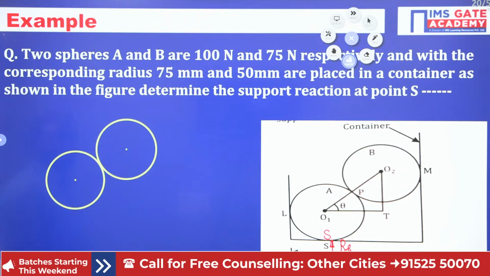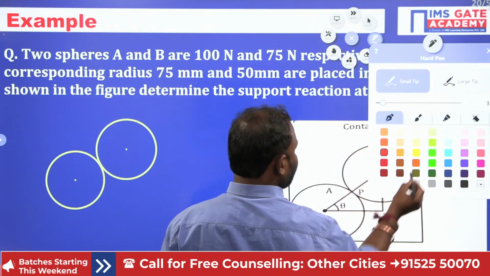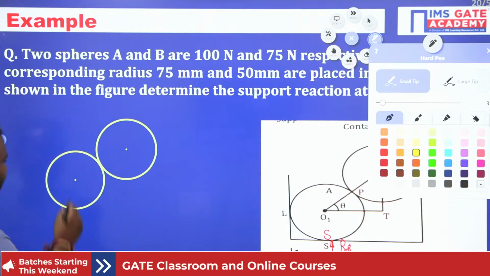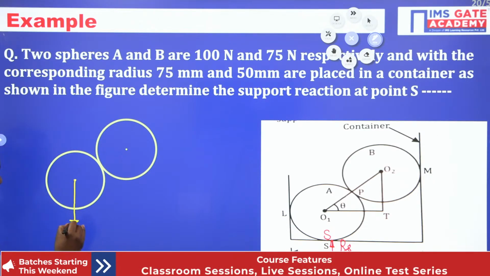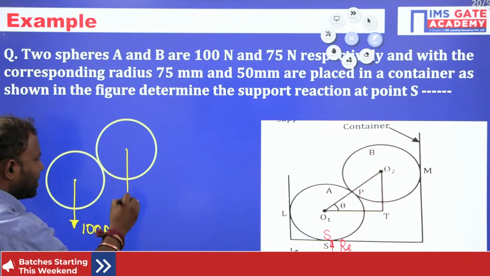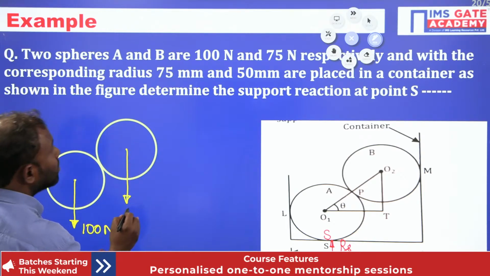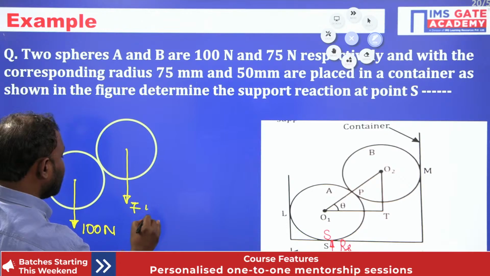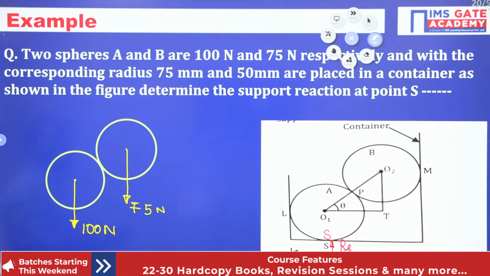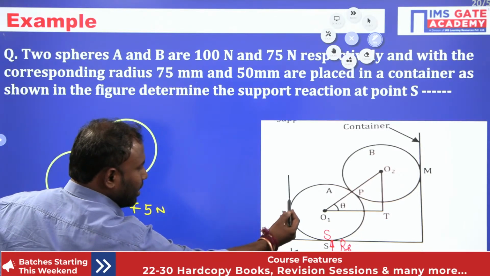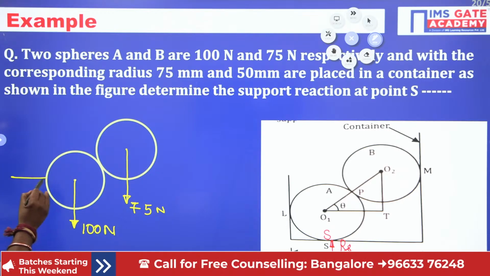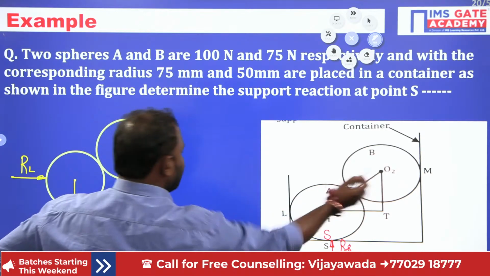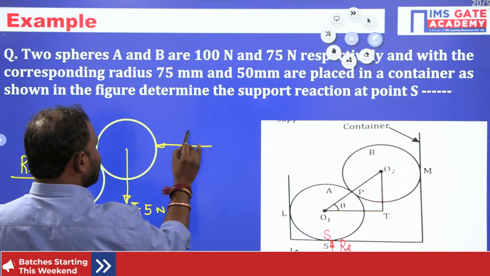Now you guys saw here, WA is given as how much? It is 100 newtons. WB is given as how much? It is 75 newtons. So it is 100 newtons and 75 newtons. Now, if I remove this plate, that means the vertical plane, then what am I going to get here? I'm going to get the reaction RL here. Now, if I remove this, I'm going to get the reaction at M here.